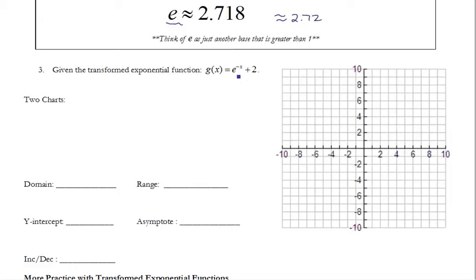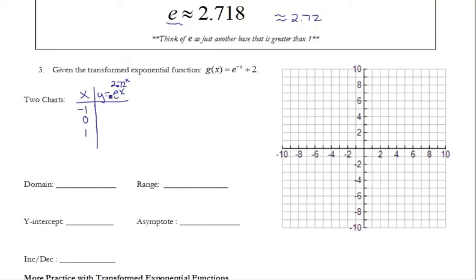So we have two charts. We're going to start with our parent, which would just be e to the x. So we have our x, and then our y equals e to the x. We're going to start with our typical x values, -1, 0, and 1. And since e is 2.72, we can use our calculator for this, and we're going to be using non-graphing at least for this.